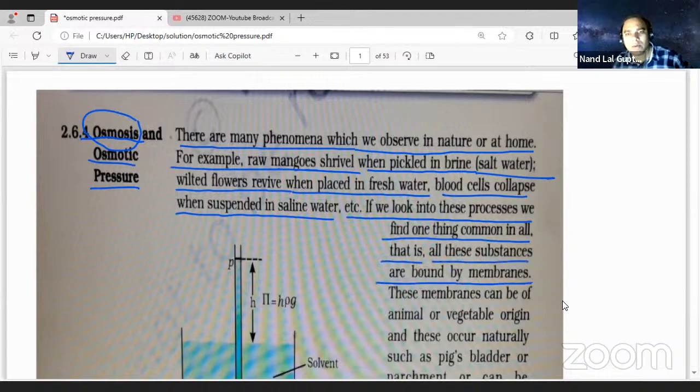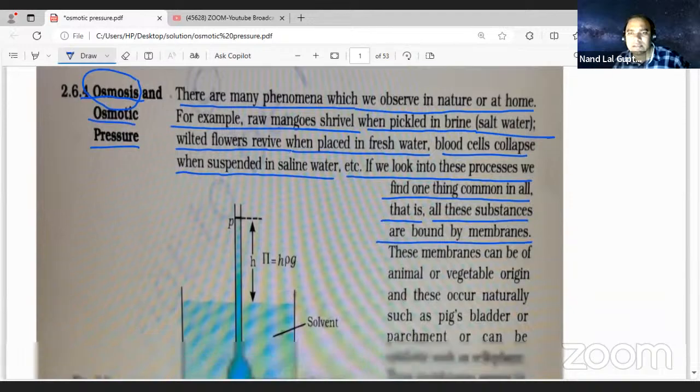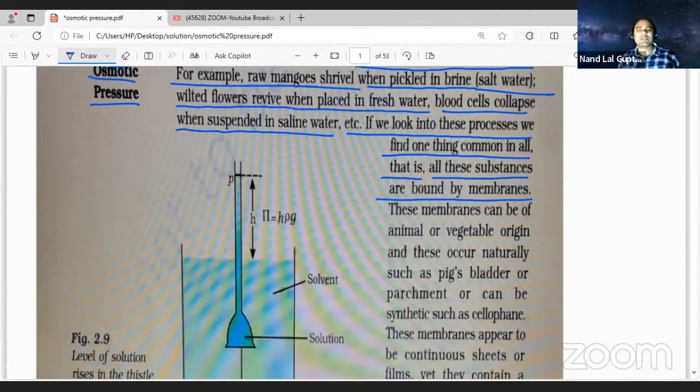If we look into these processes, we find one thing common in all: all these substances are bound by a membrane, which is called a semi-permeable membrane. If you put a wilted flower in water, it will rejuvenate and grow. If you put blood cells in saline water, they will collapse. These phenomena we know, but what is common in them? That is the common thing.